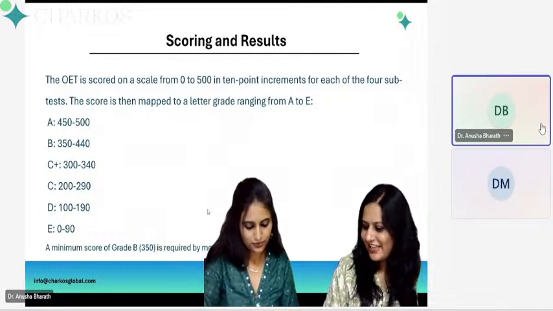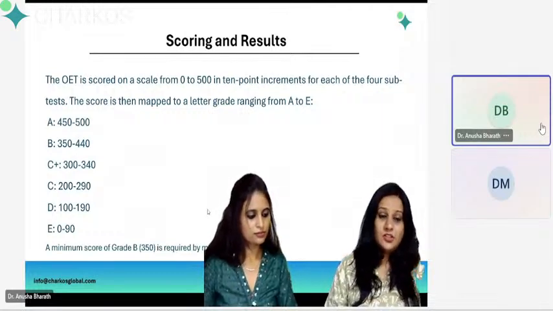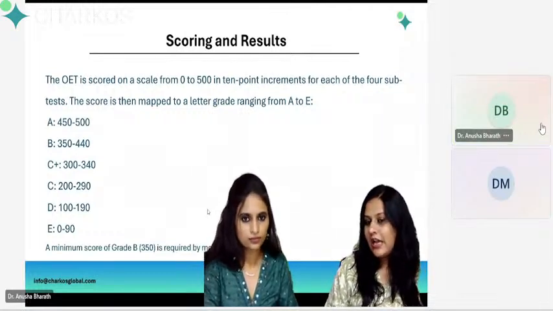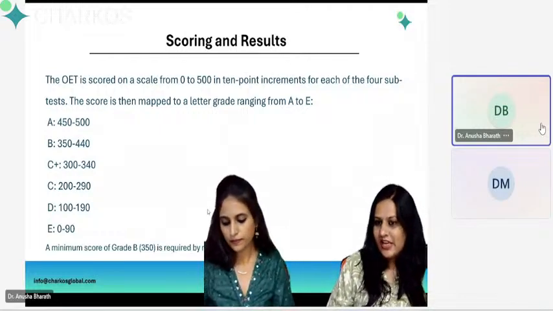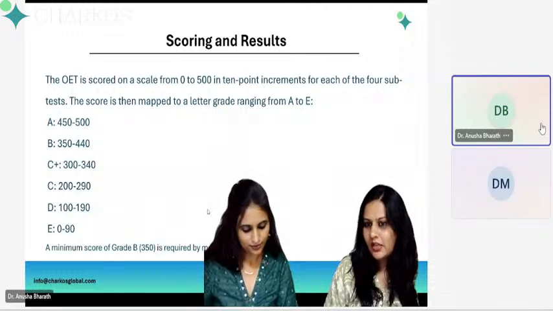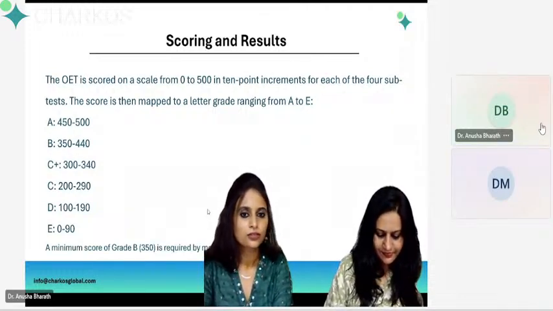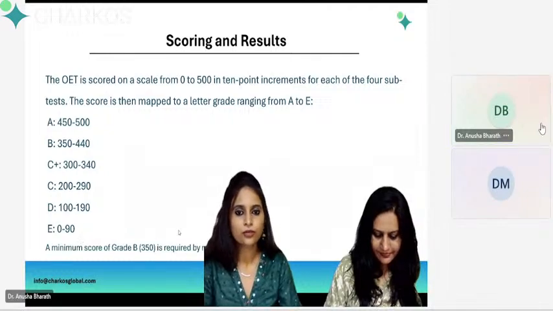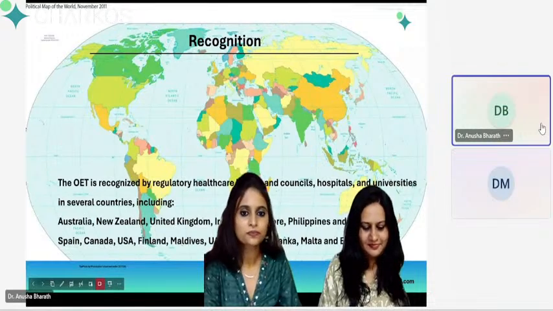So, the current slide gives us a brief outlook into the details of grading, and be sure that you have to score a B grade, which is 350 to 440 marks in the speaking module. So now that we have looked at this, we'll be moving on to the next one.